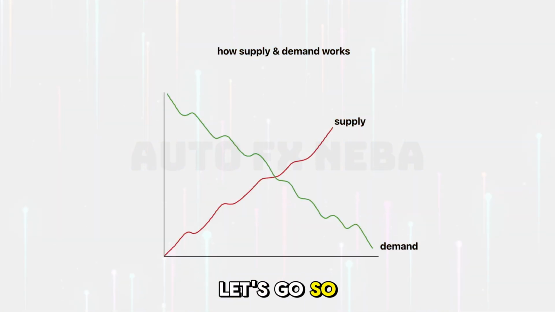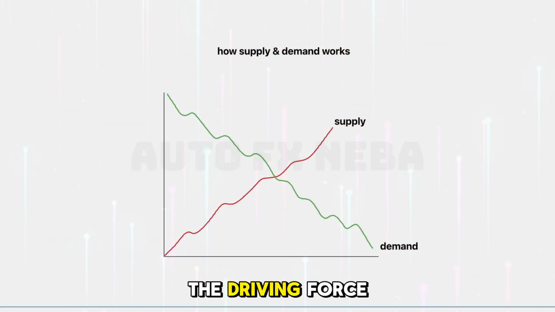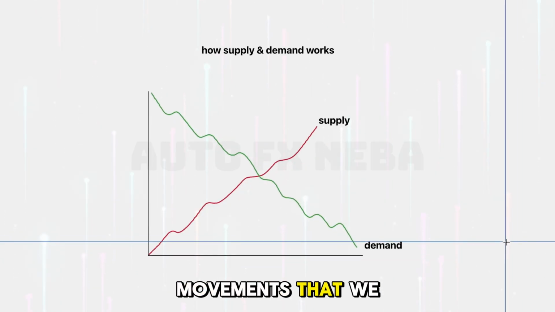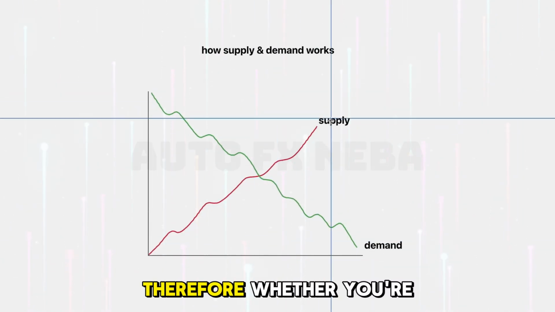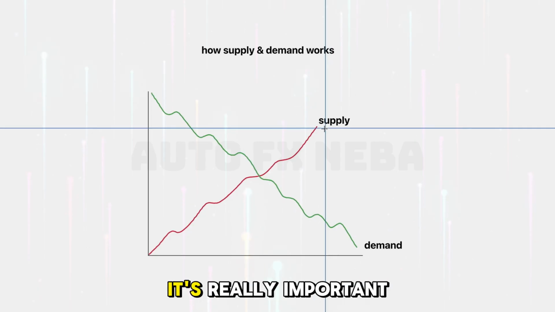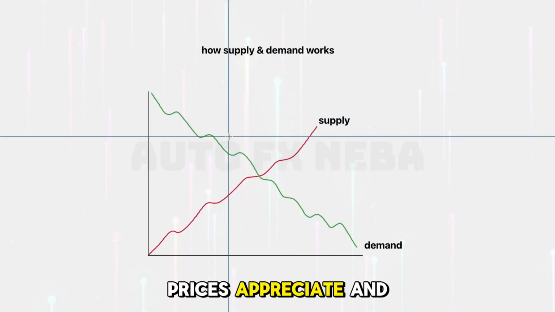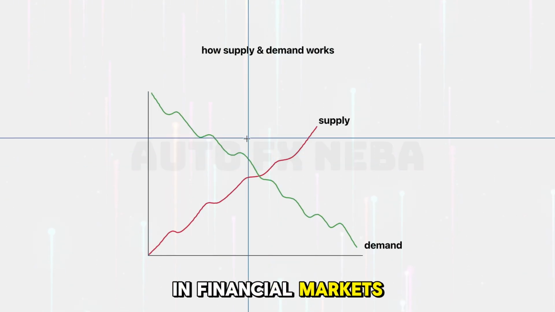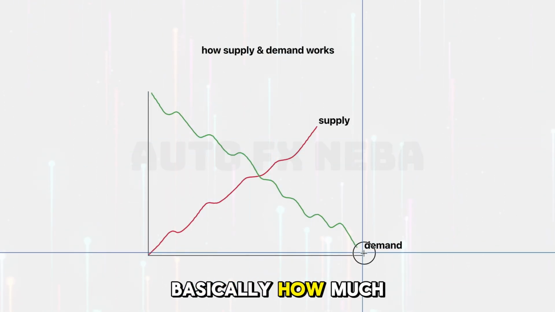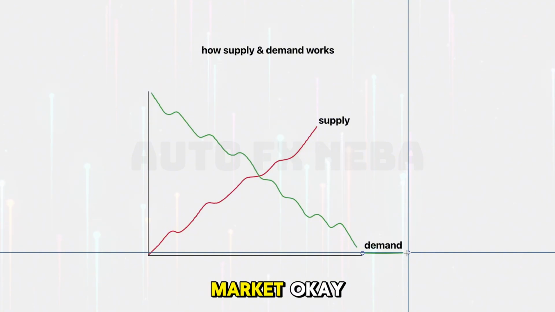Let's go. So supply and demand is basically the driving force behind all the movements that we see in the market. Therefore, whether you're going to use these concepts or not, it's really important you understand what it is that actually makes prices appreciate and depreciate in financial markets. And that is generally basically how much available demand there is in a market, okay?